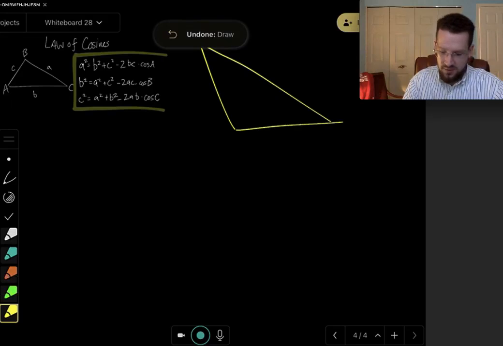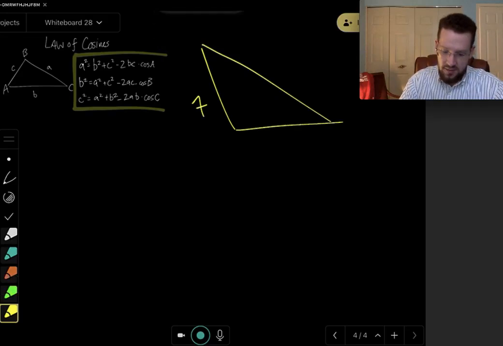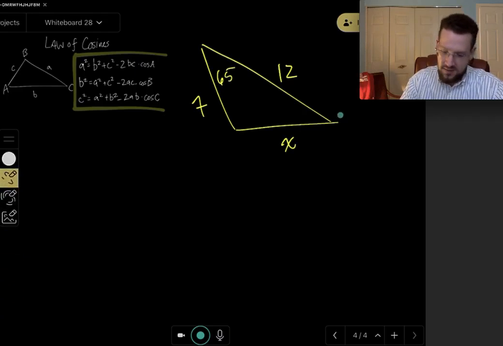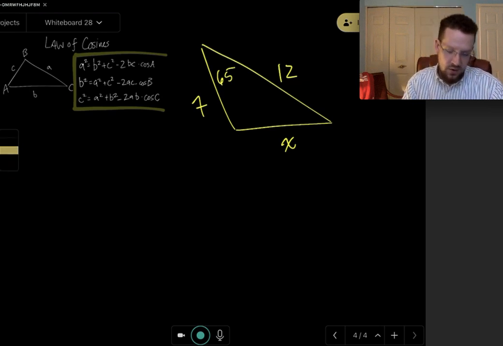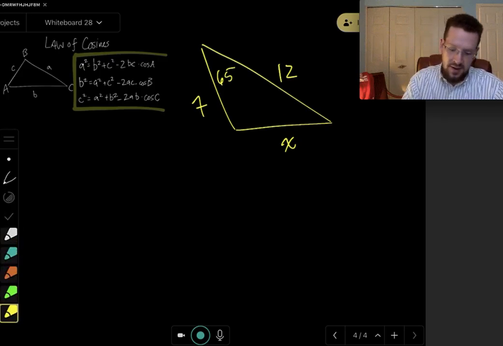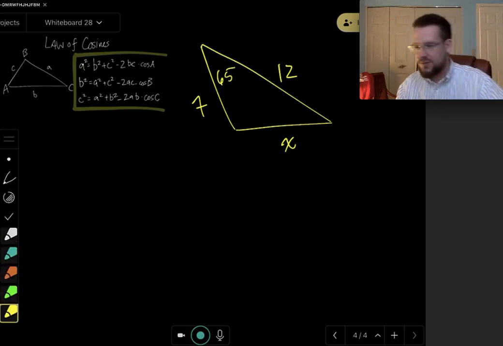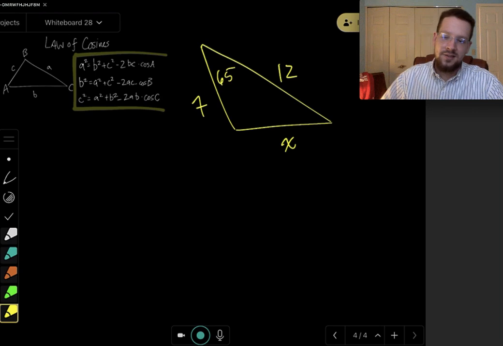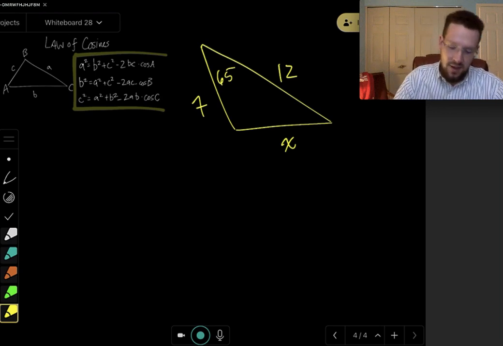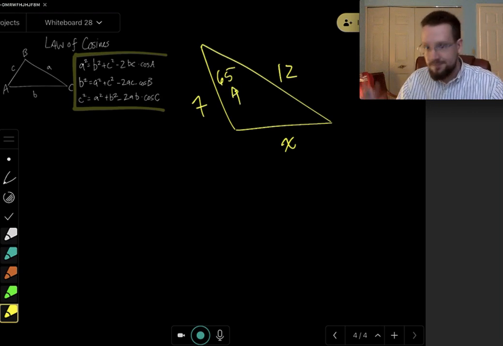Let me do it just a little better. So this is 7, 12, 65, and x. One of the keys about the law of cosines is it's when you're given two sides and an angle, like a side angle side type of deal. And then we can find the other missing side. You'll notice this isn't a right triangle, so we can use the cosines similar to how we would use the Pythagorean theorem if this was a right angle.